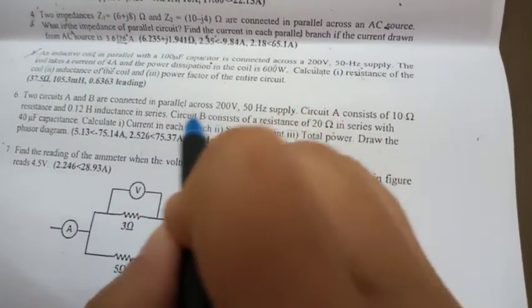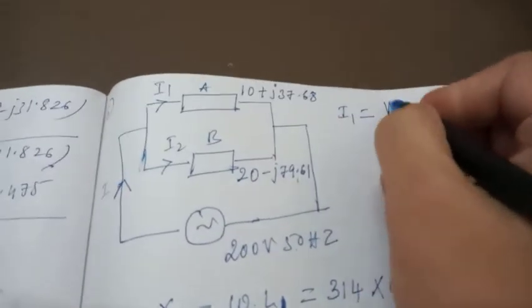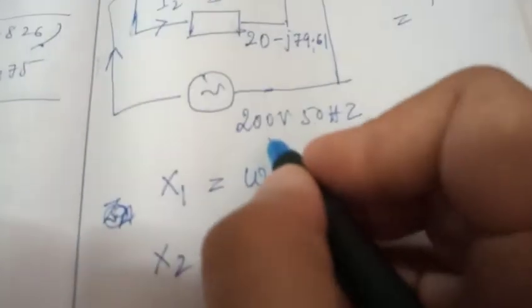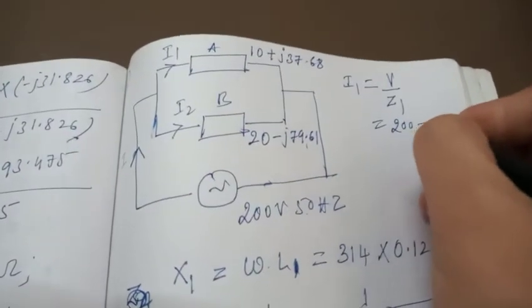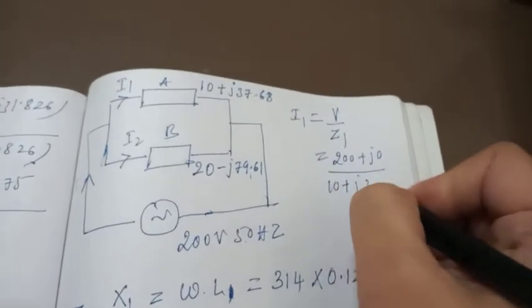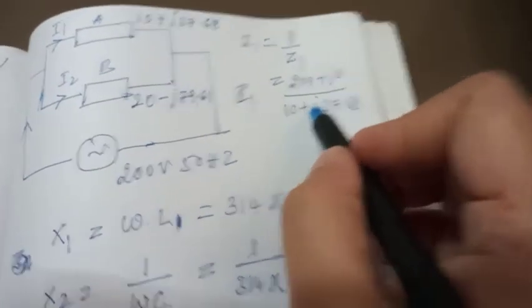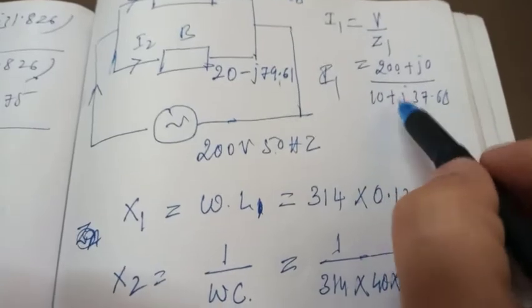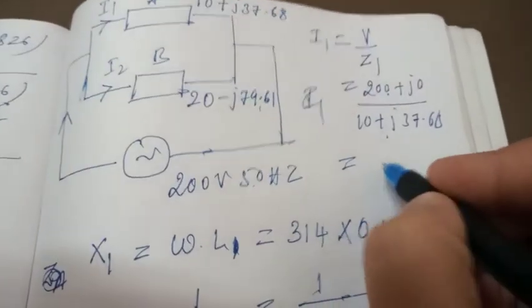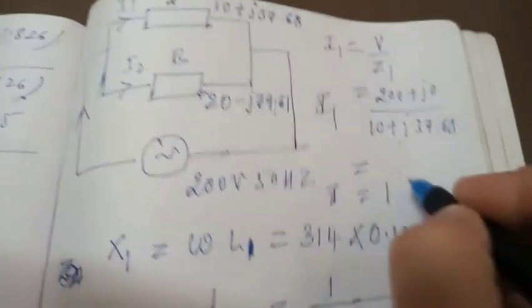Let me give you a hint to solve the first one, current in each branch. What is the formula? I1 is equal to V by Z1. You take 200 volt itself as reference, so 200 plus j0 divided by 10 plus j37.68. Do this using the complex mode of calculator, get it in rectangular form, then convert into polar form to get the magnitude and angle of current I1. So this part is solved.